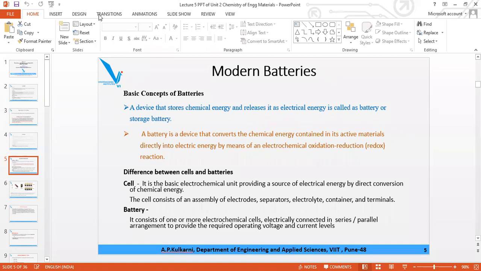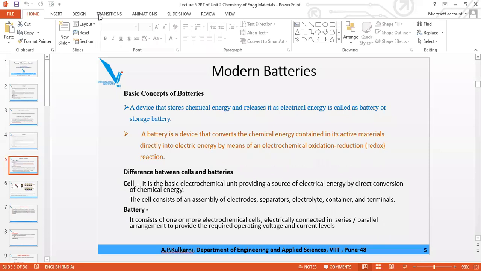Oxidation is de-electronation, and usually oxidation takes place at the anode. At the cathode, usually reduction takes place. Oxidation means loss of electrons and reduction means gain of electrons. So battery or cell, what is the difference we will see? A cell is a single entity in which we have one anode, one cathode, an electrolyte solution and a separator. That is called a cell.